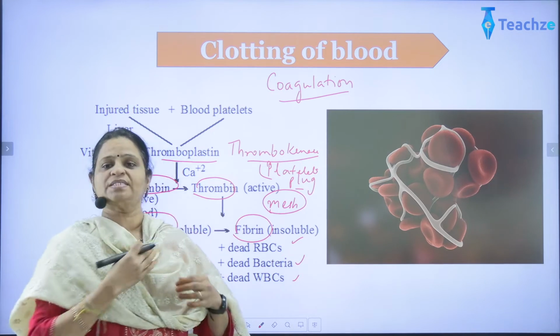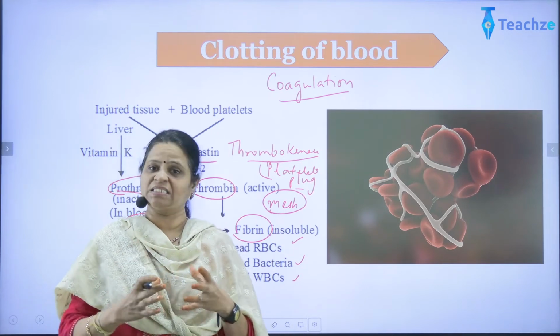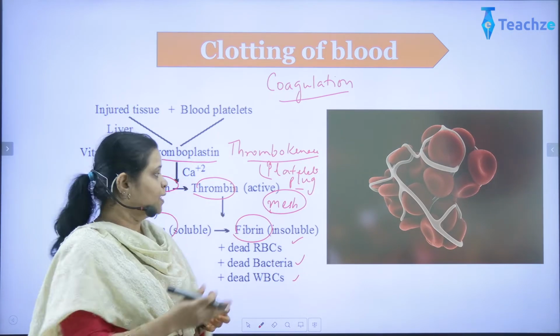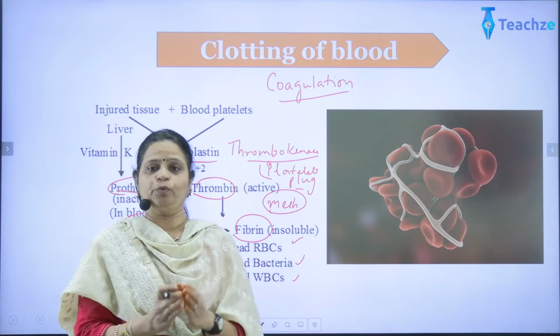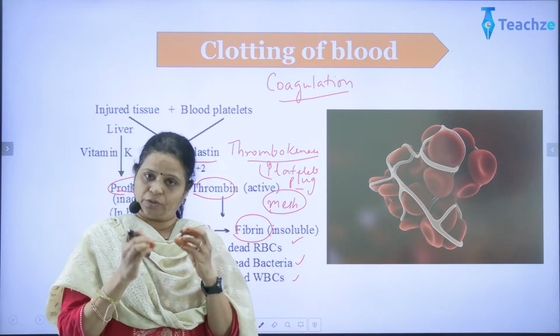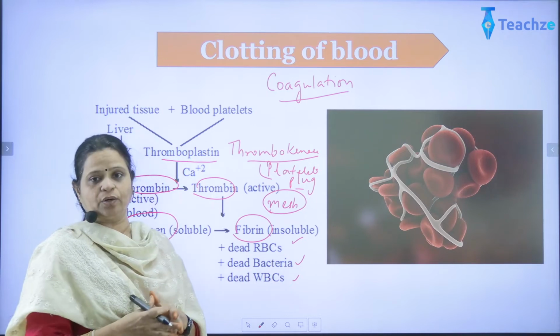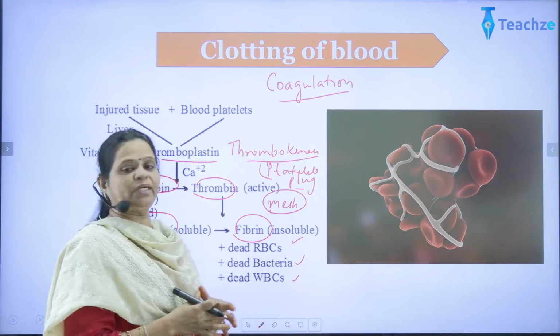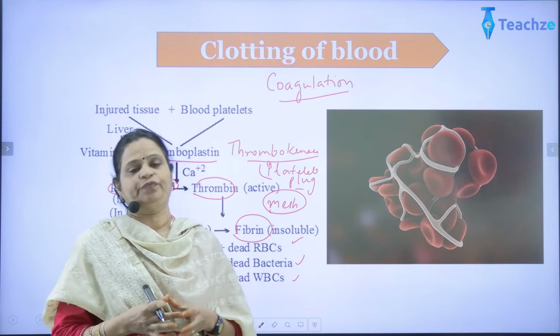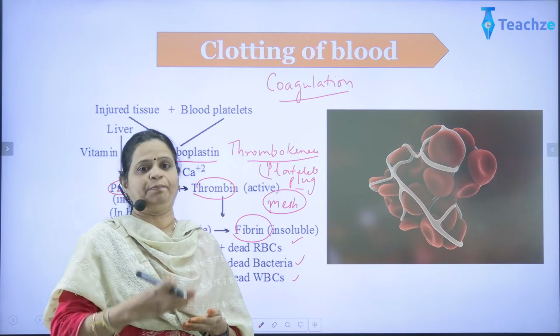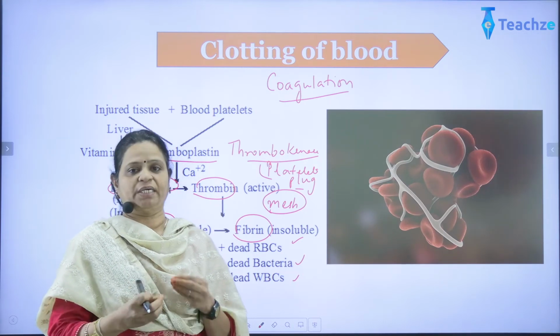Now we can always ask why a platelet plug is different from a clot. It's not like that. The platelet plug will just help you to stop the flow of blood. But the clot which forms later on will help you to remove all the unwanted substances and protect you from microorganisms. Both happen simultaneously and both are different.